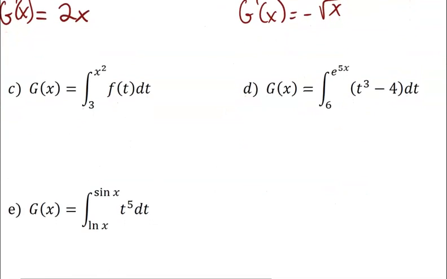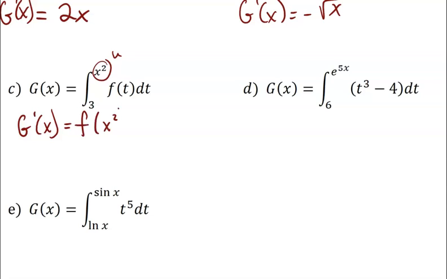Okay, for part C, I have a composition of functions. This is the integral from 3 to x squared. So this is my u, that's my inside function. So when I take the derivative, I take the derivative of the outer part, which is going to be the f part, and I plug u into it. So I get f of u, which is x squared, but then I have to multiply by u prime, which is 2x.